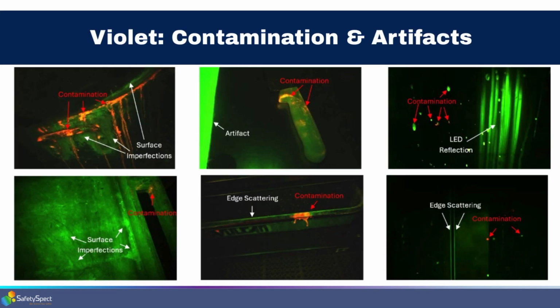Take a look at these examples. Here we have contamination as well as surface imperfections and artifacts. The red labels mark actual contamination. Notice the green, orange, and red fluorescence that stand out against the background. White labels call out surface imperfections and LED reflections, which are not contamination. When you see green, red, or orange fluorescence in irregular patches, that's your primary indicator. Surface imperfections without those color shifts are not a concern.